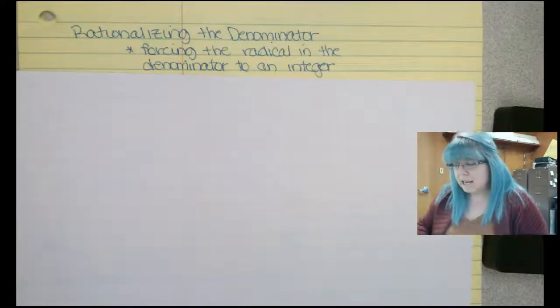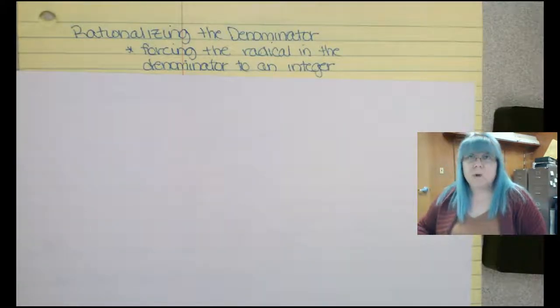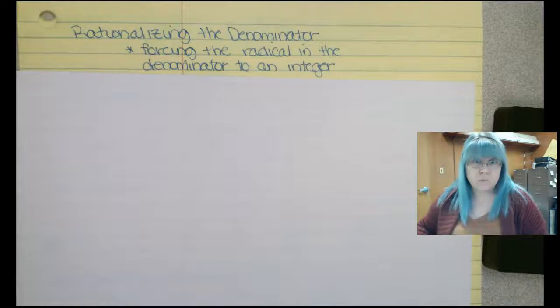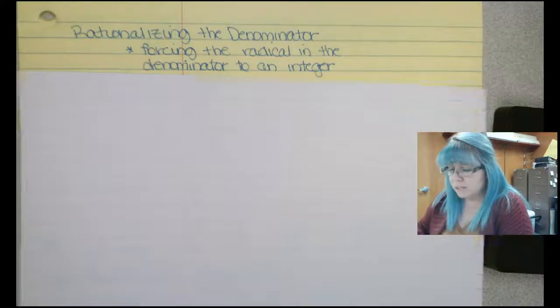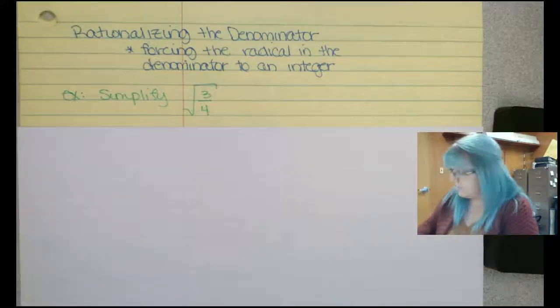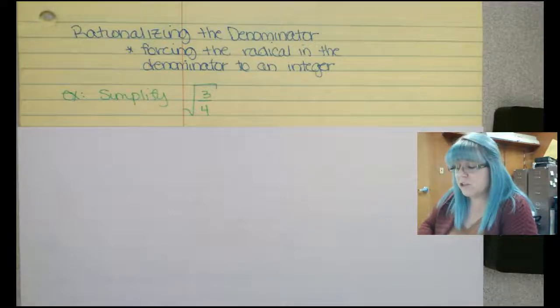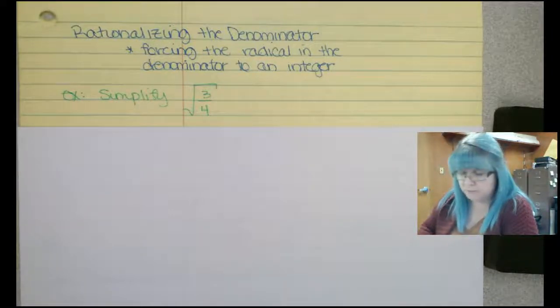In this next set of examples, we're going to have a radical in the denominator, and that is against one of our rules for simplified form, having a radical in the denominator. So we're going to learn how to rationalize the denominator, which just means forcing the radical to go away. Okay. Let's take an example. Let's simplify the square root of 3/4.